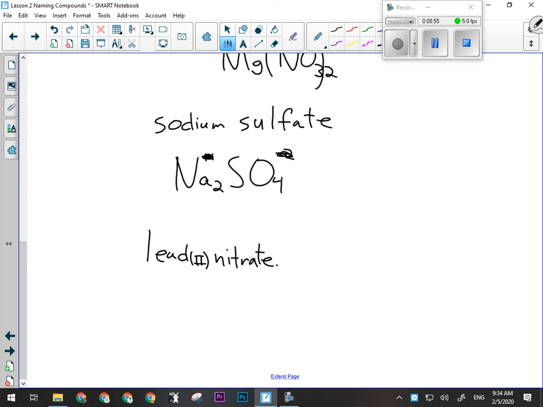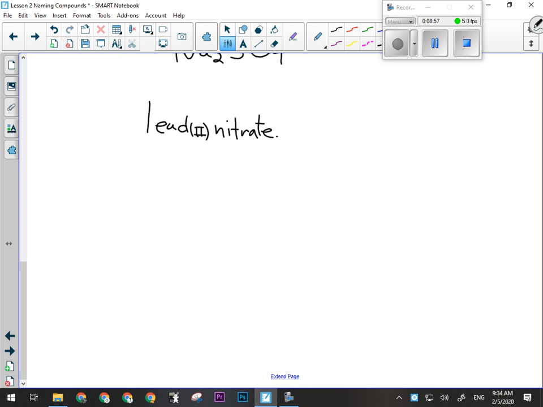All right, now this one is about as tricky as they're going to get, because it involves both a multivalent metal and a polyatomic ion. So the 2 tricky things that we learned today. Okay? So lead is Pb, and what does the Roman numeral tell me? It's the 2 plus charge.